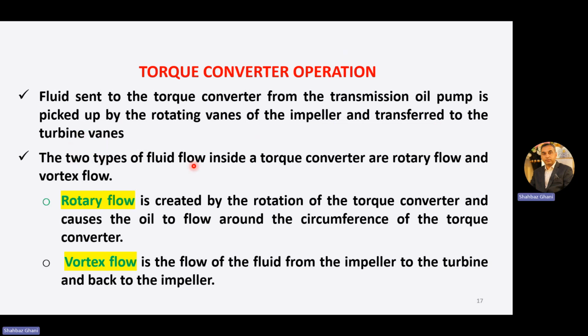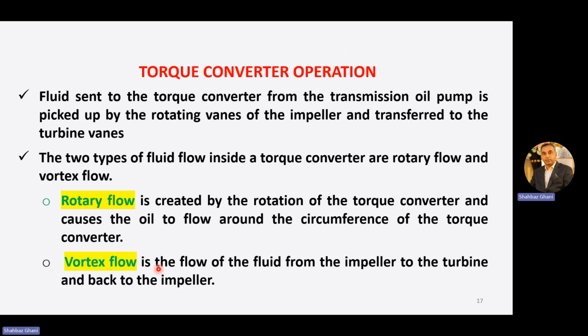The two types of fluid flow inside a torque converter are rotary flow and vortex flow. Rotary flow is created by the rotation of the torque converter and causes the oil to flow around the circumference of the torque converter, meaning on the outer boundaries.